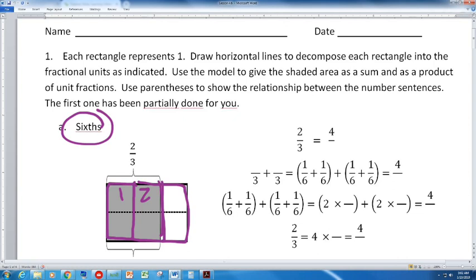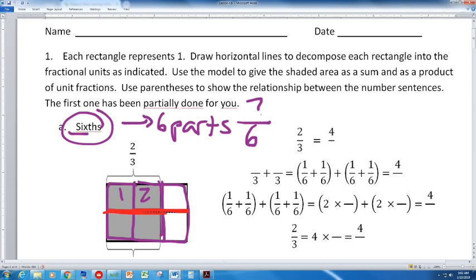So what they want us to do now is to break it up into 6. We're going to start using words. 6 has the word 6 in it. So we wanted to break it up into 6 parts, which means our denominator needs to be 6. So our denominator is going to be 6. So that's what that dotted line represents. I'm going to highlight it in red.